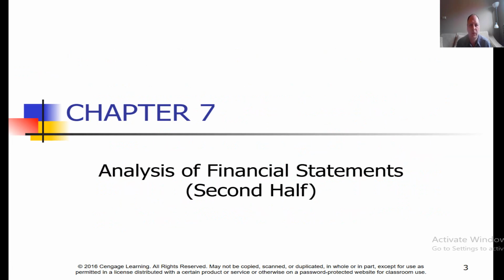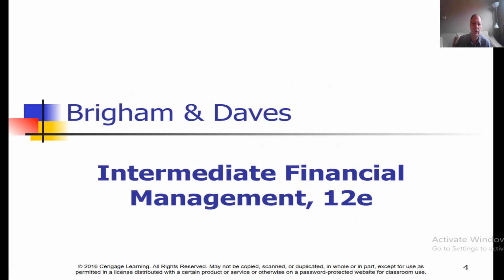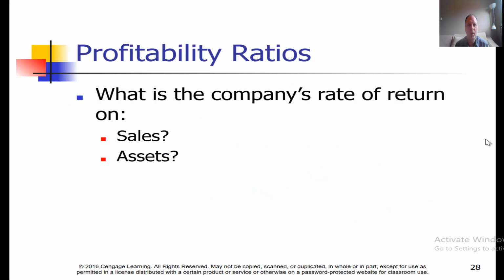Today we will cover the second half of Chapter 7, Analysis of Financial Statements, from the excellent text by Brigham and Davis, Intermediate Financial Management. Now we will look at profitability ratios and ask questions like, what is the company's rate of return on its sales and on its assets?